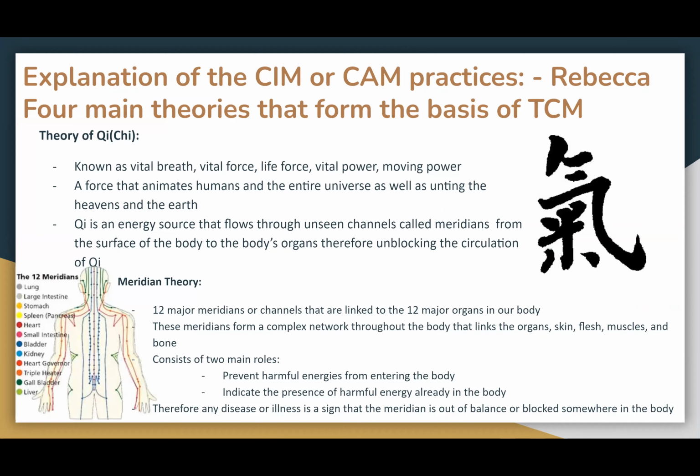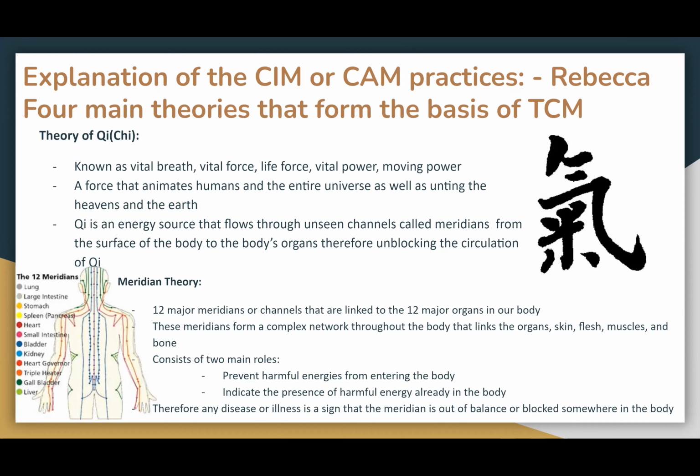So there are 4 main theories that form the basis of traditional Chinese medicine. Theory of qi, known as vital breath, vital force, life force, vital power, and moving power. This is a force that animates humans and the entire universe, as well as uniting the heavens and the earth. It also is an energy source that flows through unseen channels called meridians from the surface of the body to the body's organs, therefore unblocking the circulation of qi.